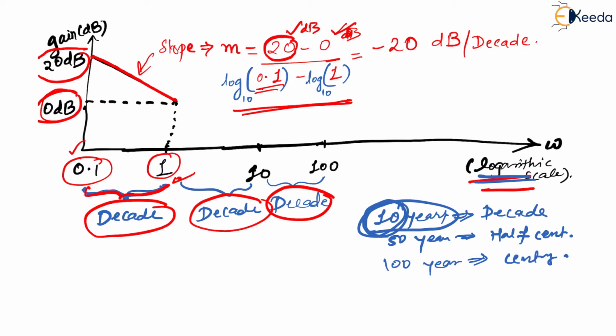I hope you are getting this point, right? Which is also written as minus 20 dB per decade. So this is going to be your m. This is nothing but the slope. Is that right? Logarithmic scale. Now, second example. Let us try to take something different, okay?